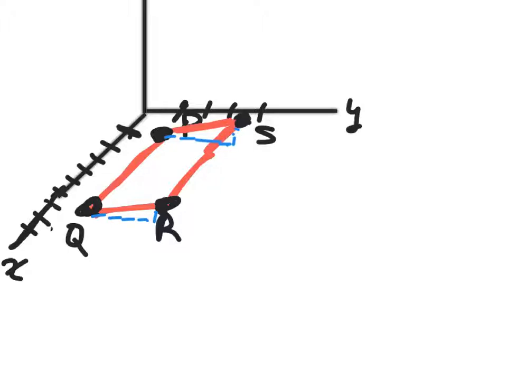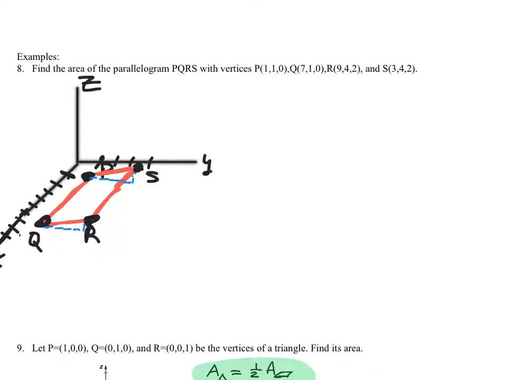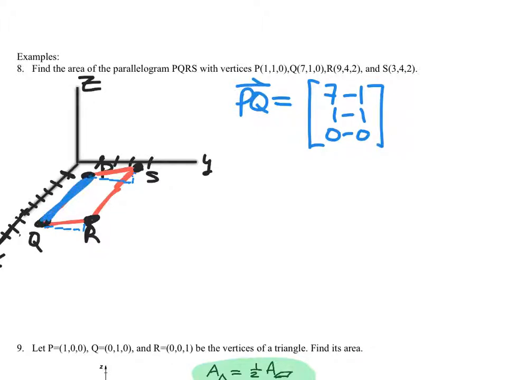I was just wondering what that was, because that's not typical. So P to Q: 7 minus 1, 1 minus 1, 0 minus 0. So I'm working off of this guy. I'll create that vector.